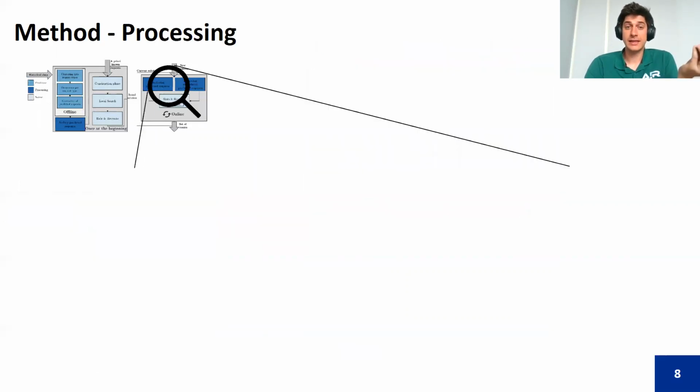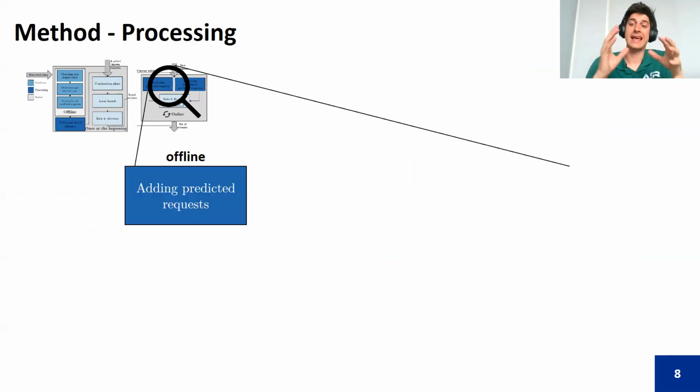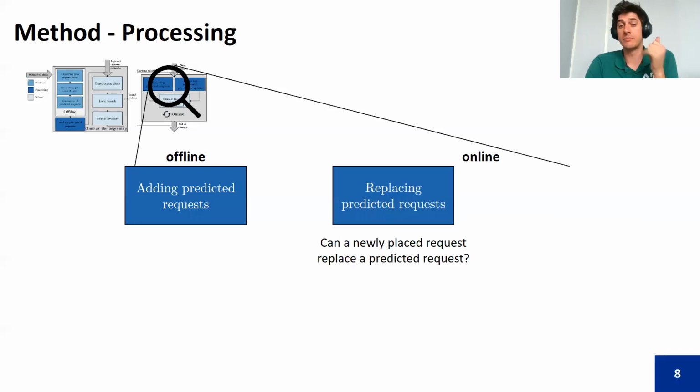The processing first has a component that's happening offline, and that's the addition of those predicted requests given by the predictor to the set of known requests at the moment. Then there's a second part of the processing step that's happening while the operation is happening, and that's the replacing of predicted requests.